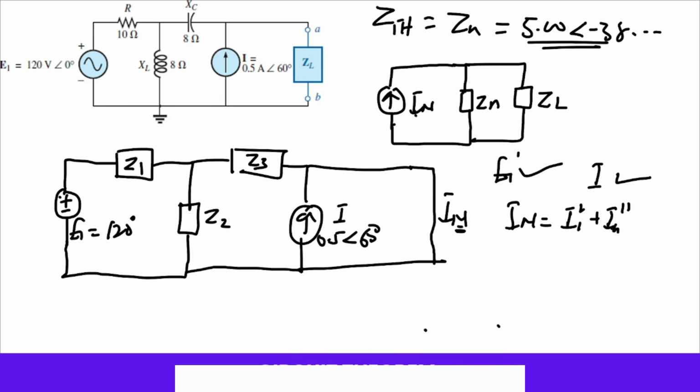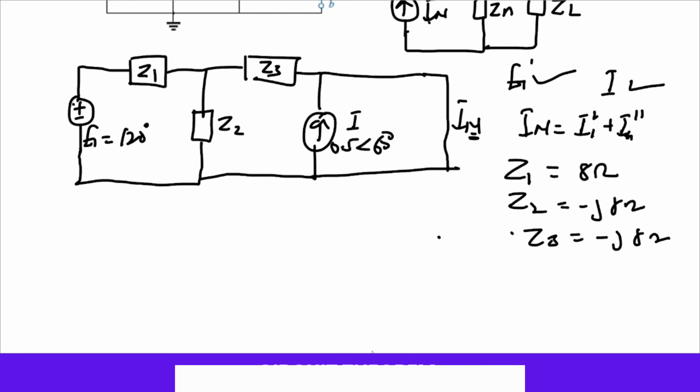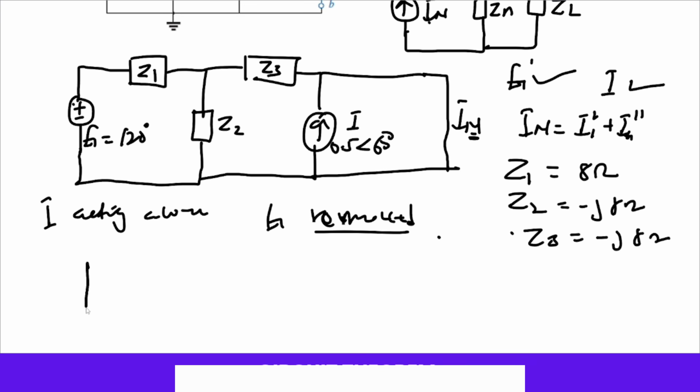Okay, so let's write our parameters. We know that our value of Z1 is equal to 8 ohms, right? And that of Z2 is equal to j8 ohms. And then finally we have our Z3 to be equal to minus j8 ohms. Now first of all, let's let the current act alone. So I acting alone, and then E1 removed from the circuit. What will happen? Now it means that this side is going to be short circuited. If it's a voltage source, when removed it is going to be short circuited.